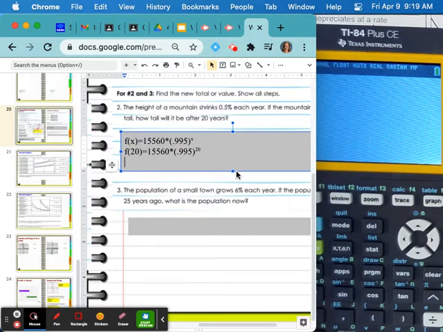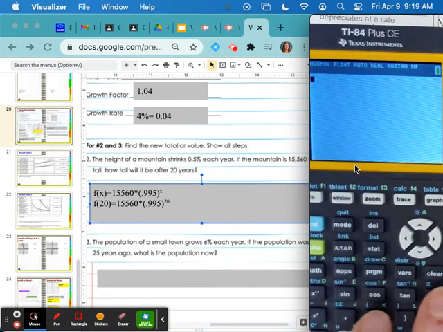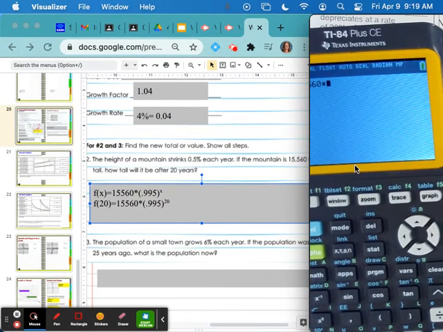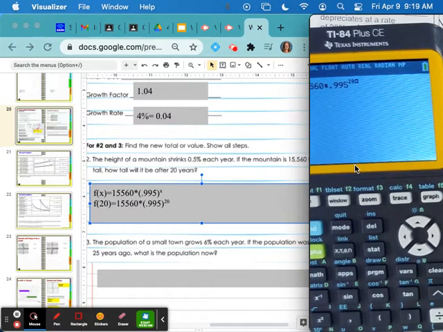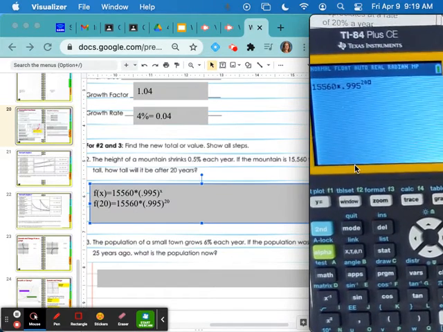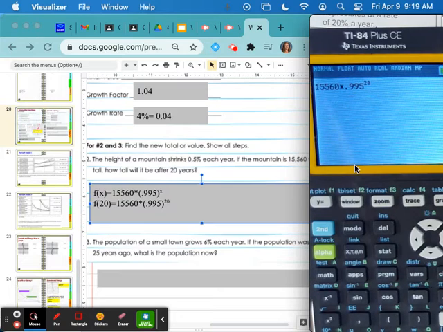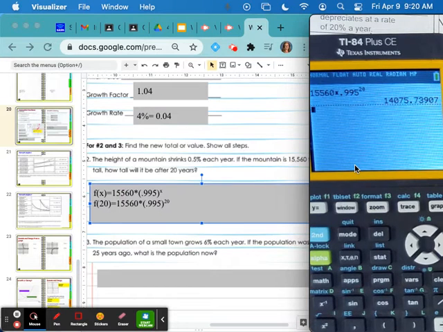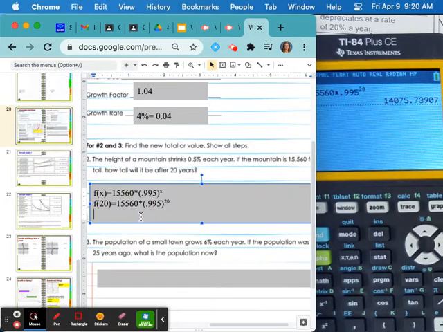So let's put that in the calculator. Everybody do this so that you make sure you know how to do it. 15,560 times 0.995 raised to the 20th power. Push enter. So let's write our answer in words. Is that what y'all got? I have an E64 at the end of mine.